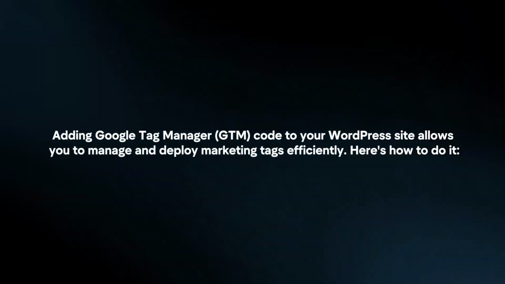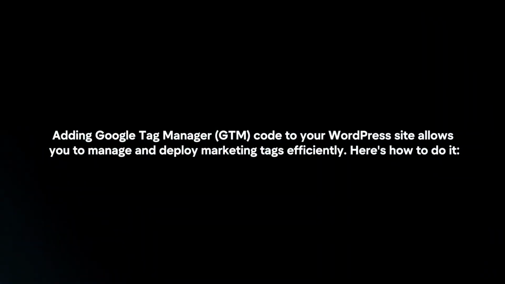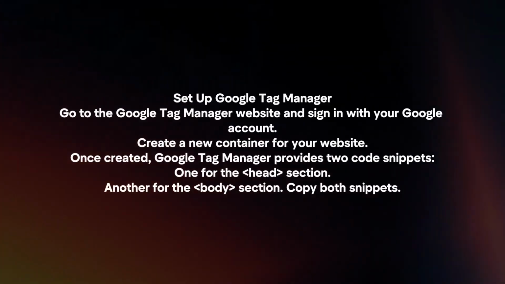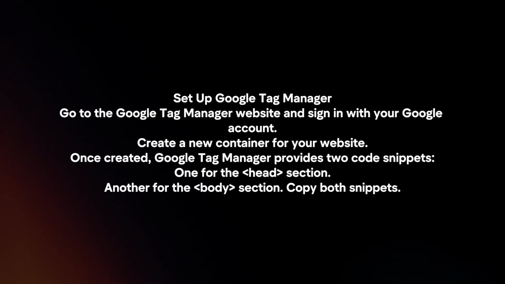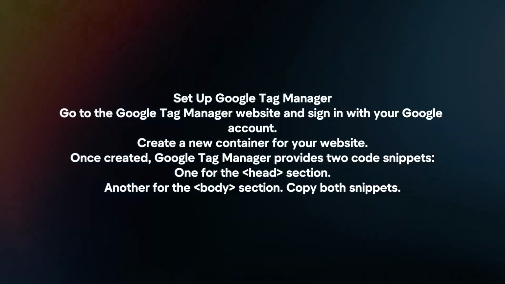Adding Google Tag Manager code to your WordPress site allows you to manage and deploy marketing tags efficiently. Here's how to do it. Set up Google Tag Manager. Go to the Google Tag Manager website and sign in with your Google account. Create a new container for your website.